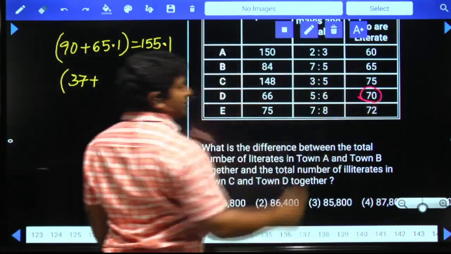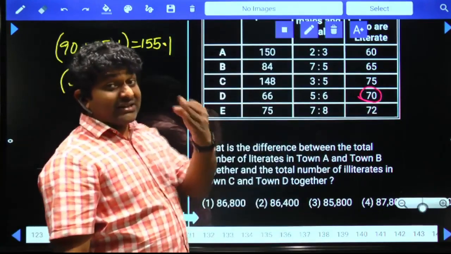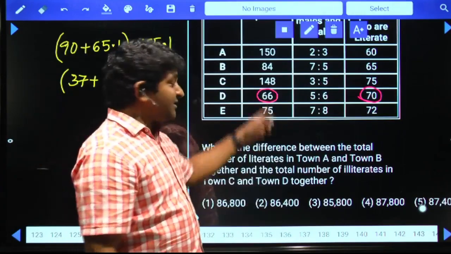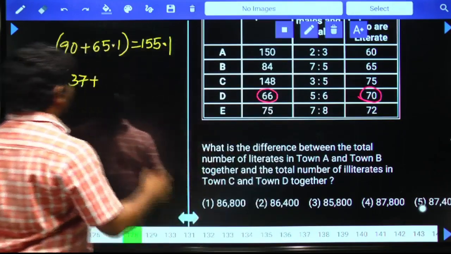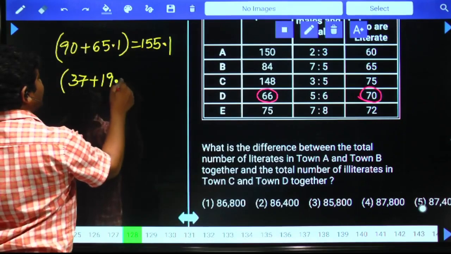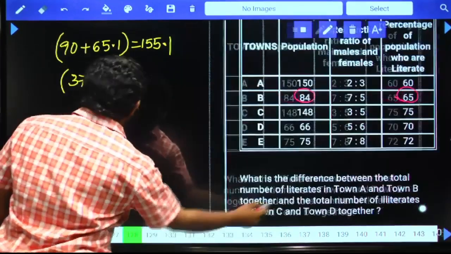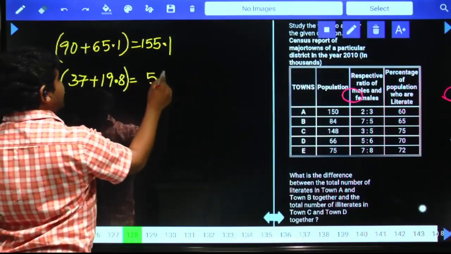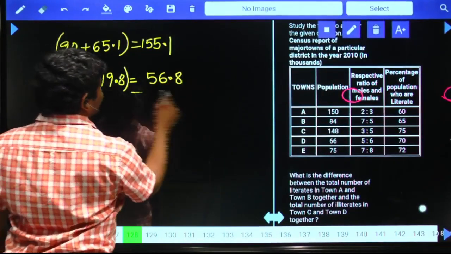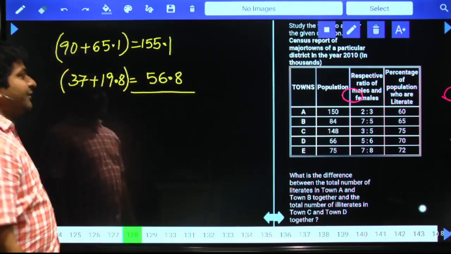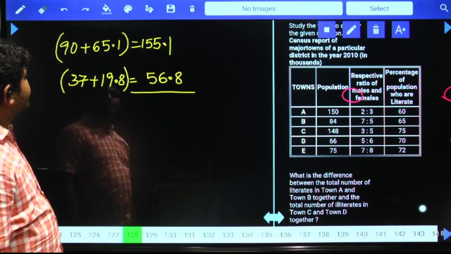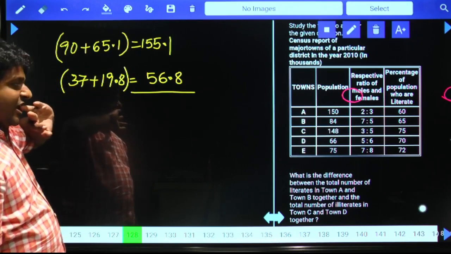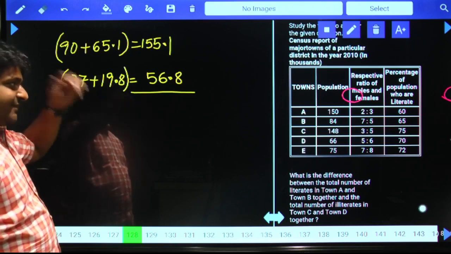D, 30% are literates, 70% are literates, 30% are illiterates. 30% of this number. 10% is 6.6, 30% is into 3, which is equal to 19.8. Now, 37 plus 19.8, which is equal to 56.8. Need to take the difference of these two numbers. Yes.